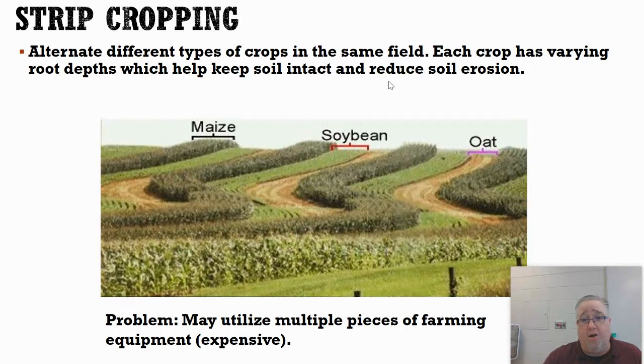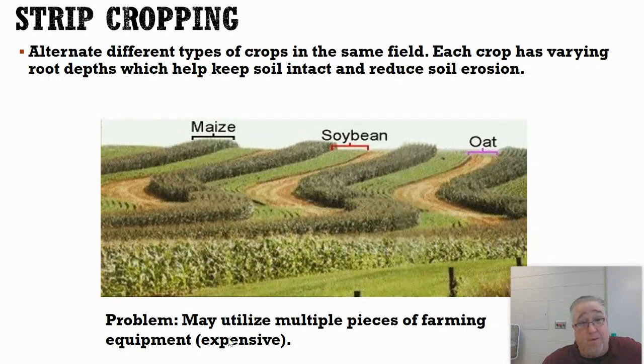Each one of those crops has a different depth to its root system. So if they harvest, let's say, oats, which has a shallow root system, the other two crops are still holding the soil in place because their root systems are much deeper. Maybe a couple of months later, they'll harvest the soybeans. But by that time, the oats may have grown back. So they're harvesting different crops at different times. That doesn't degrade the soil as quickly.